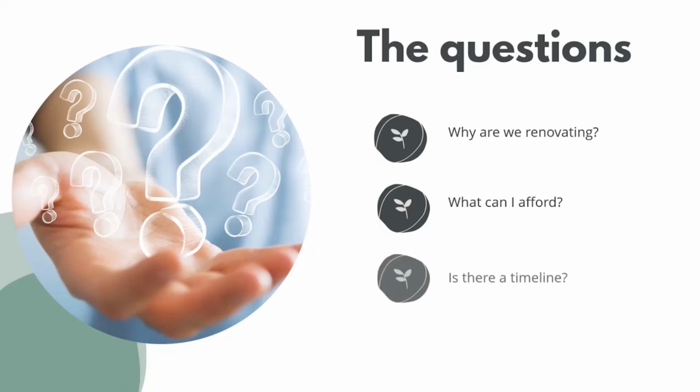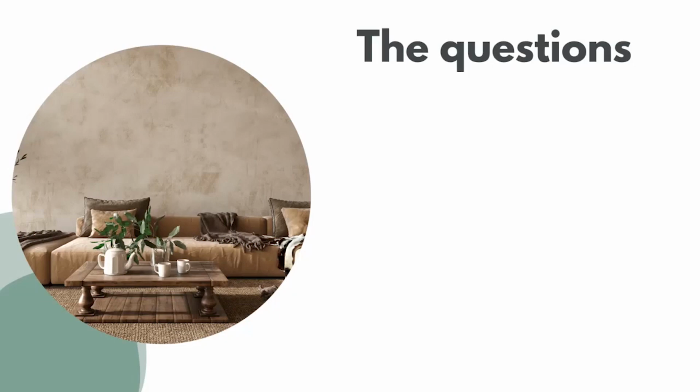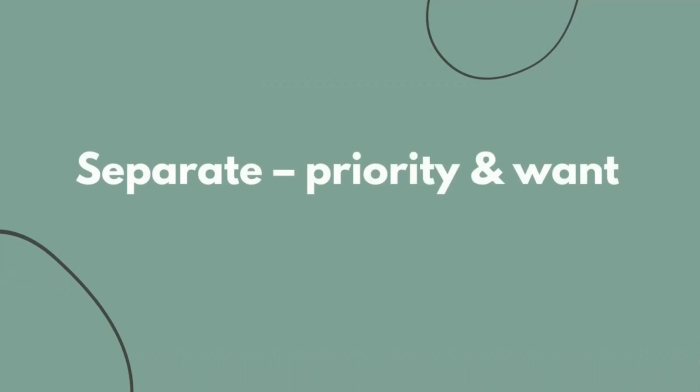Question number 3, is there a timeline to my project? Are we under any time pressure? For example, is there damage to an area that needs to be fixed right away? Or is this a project that I just want to do and I've been waiting to do for a while? That is essentially going to save you money. Time equals money. Question number 4, what are the must-haves on this project? So here you're going to separate the priorities versus the wants.